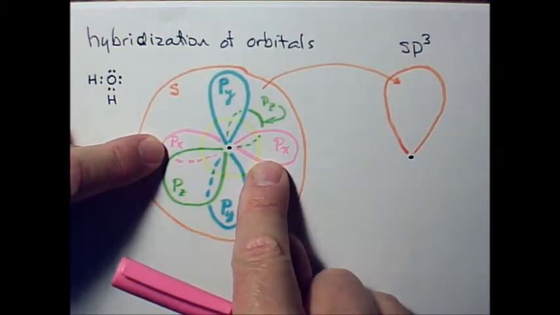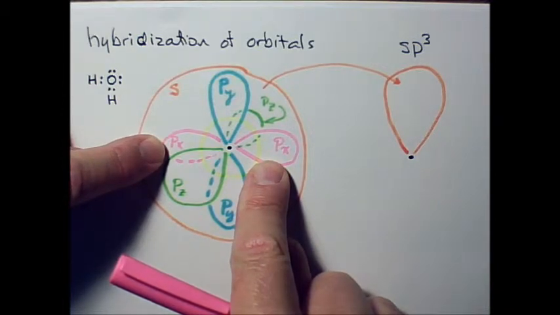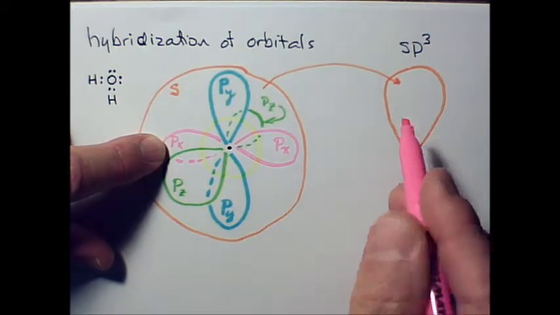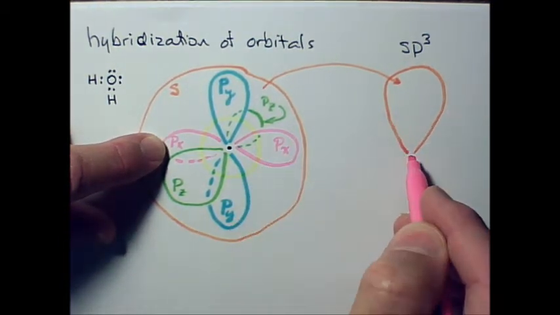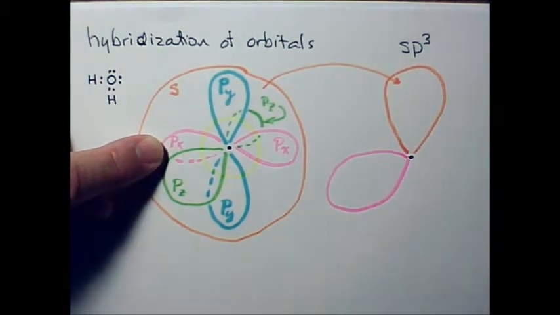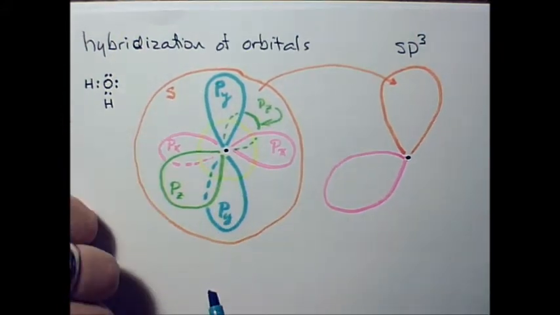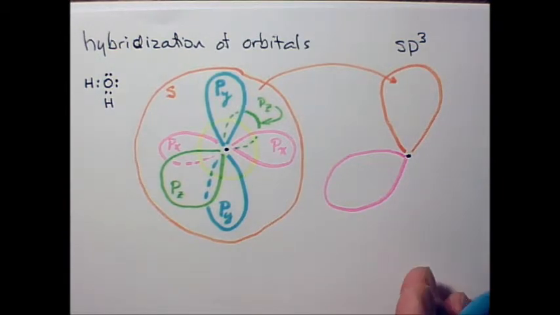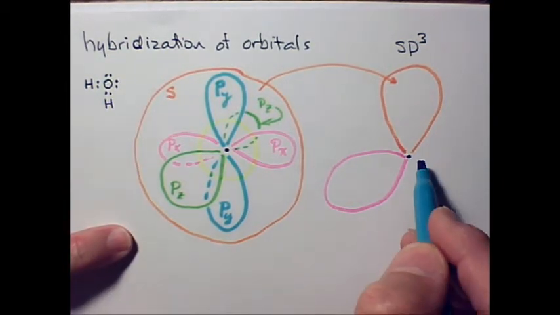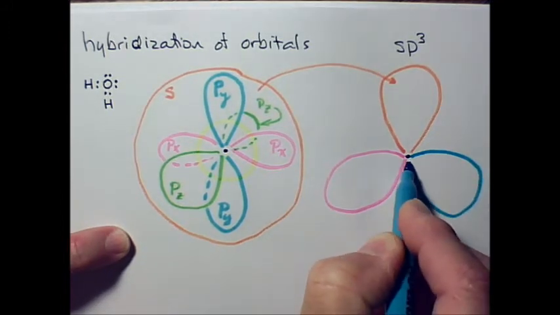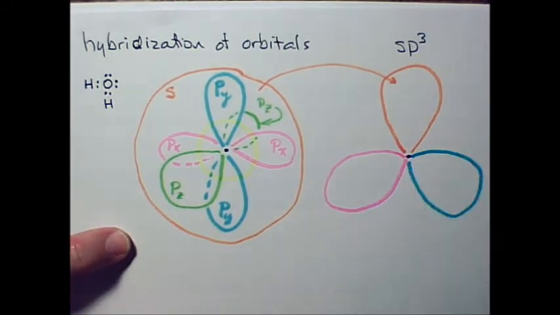This px orbital here is going to change its shape, change its orientation, change its energy into a single balloon shape. Goes from 2 balloons to 1. This py orbital is going to change its shape, change its orientation, change its energy into a single balloon shape. Now, it's kind of hard to tell, but this one is supposed to be swinging out toward you, away from the paper.